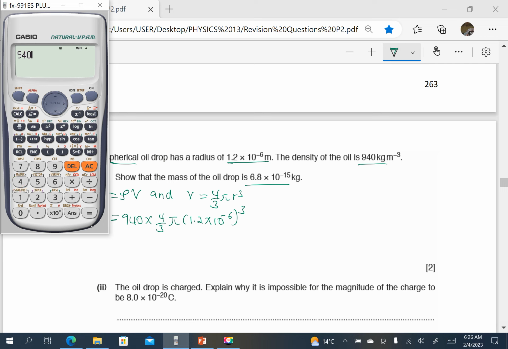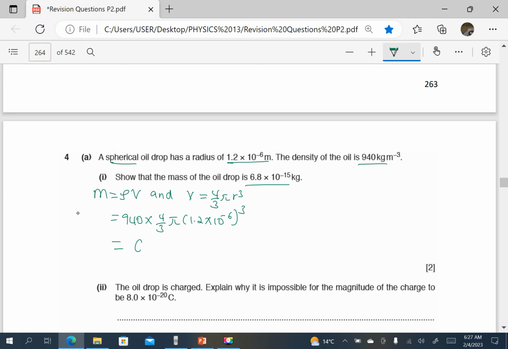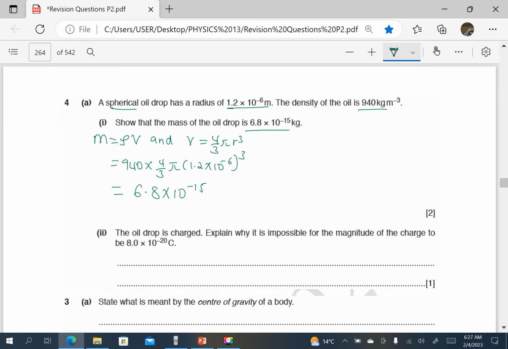So 940 times 4 pi, then times, open brackets, 1.2 exponent negative 6, and this is raised to power 3, divide by 3. So that is 6.8 times 10 power negative 15. So that is the mass of the oil drop.